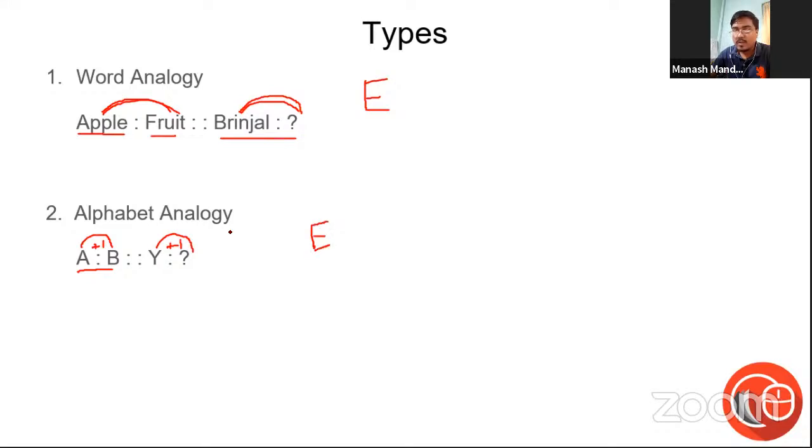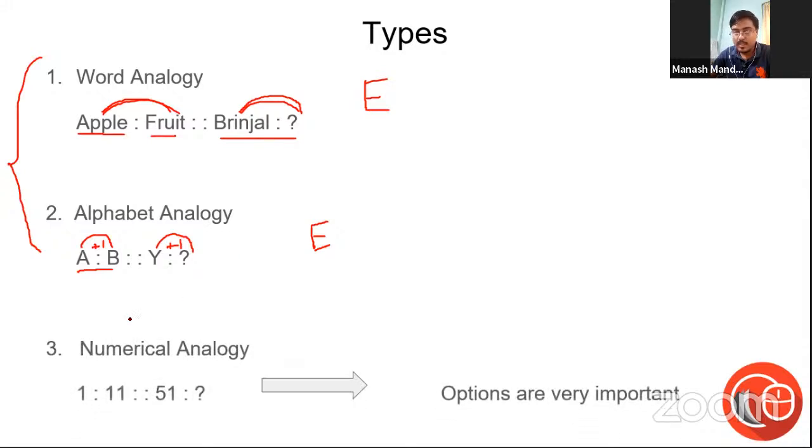Now we understood what won't be asked in exam, right? These two won't be asked in exam. Now what will be asked in exam? It is the third type, that is numerical analogy. In this type of analogy, this is the most important part. Let me draw a star here so that all of you understand this is the most important part of analogy. And if a question is asked, it has to be from this type of analogy.